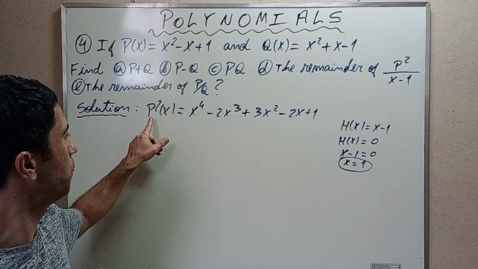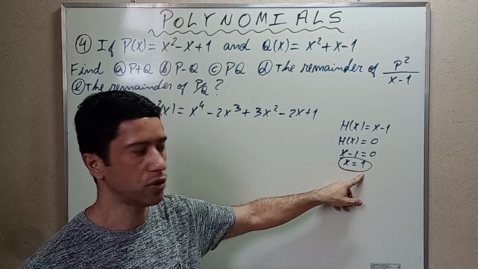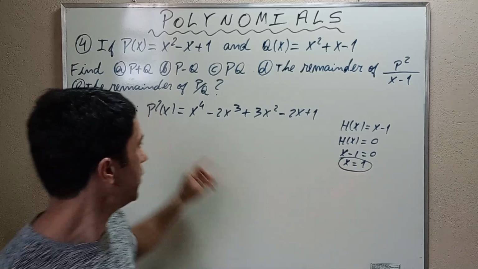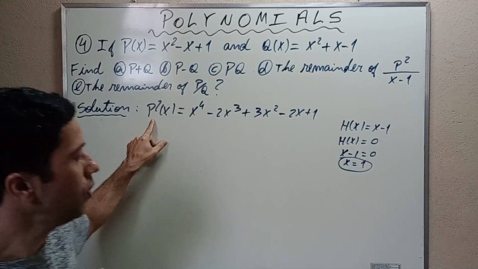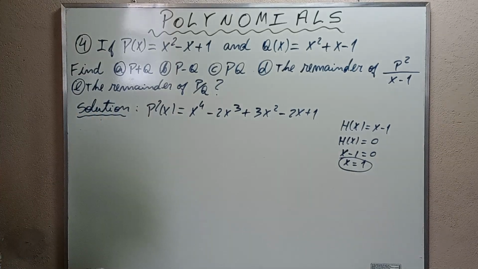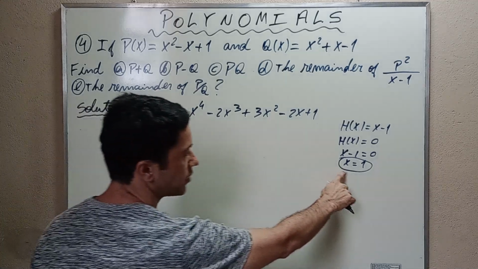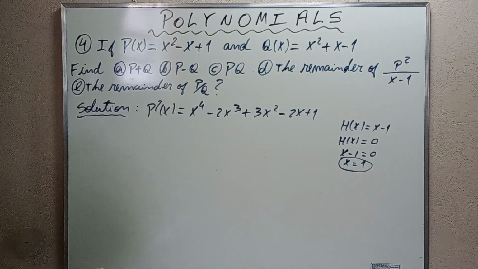If this is divisible by this, there is a root, a common root. But what if it is not? What if this polynomial is not divisible by this entirely? What if there is a remainder of this division? The remainder of this division, when I apply x equal to 1 in the polynomial, will appear somehow. Let's see how the remainder appears.